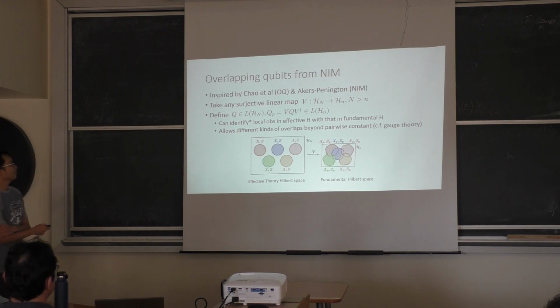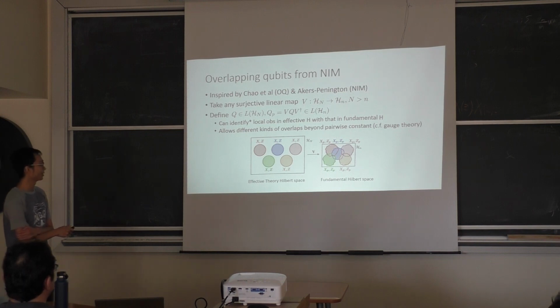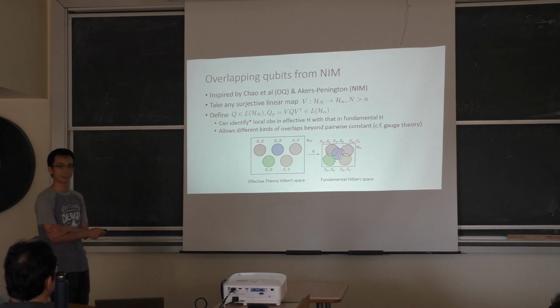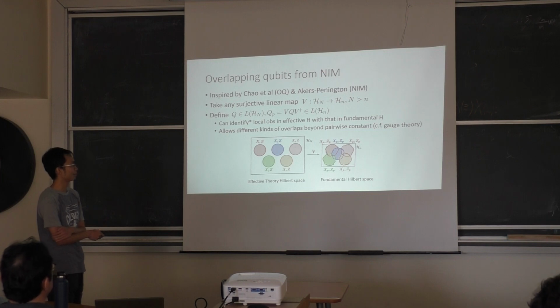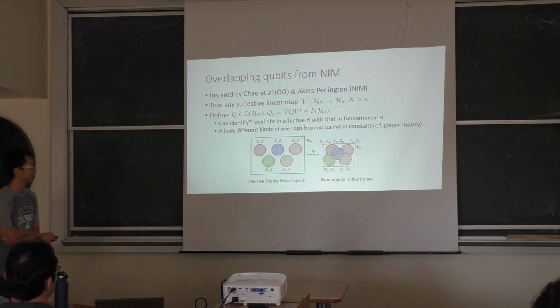All right, so first, overlapping qubits from symmetric maps. As I mentioned earlier, this talk is very much inspired by these two works. So how do we identify these overlapping qubits? We're going to construct them using non-isometric maps. These are just linear maps going from some Hilbert space, let's just take it to be a 2 to the capital N dimensional Hilbert space. So we really have capital N number of qubits. And we map it into some smaller Hilbert space with 2 to the small n dimensions.